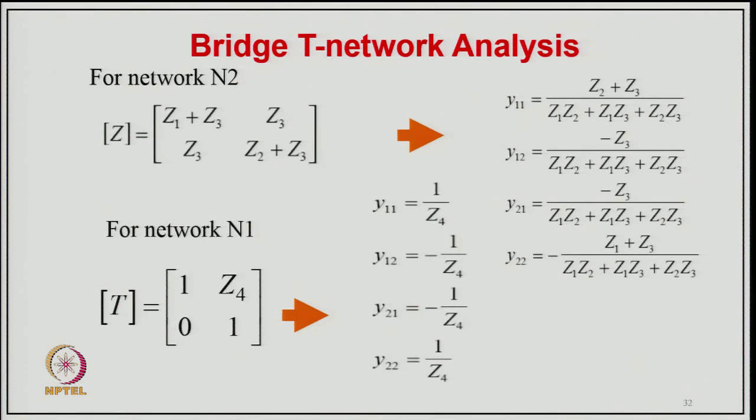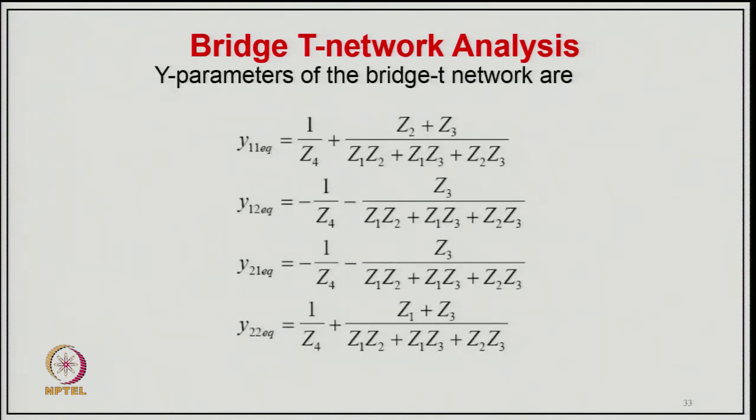And for network 1, we say T equal to [1 Z4; 0 1], where we can find y11 equal to 1 upon Z4, y12 equal to minus 1 by Z4, y21 equal to minus 1 upon Z4, and y22 equal to 1 by Z4.